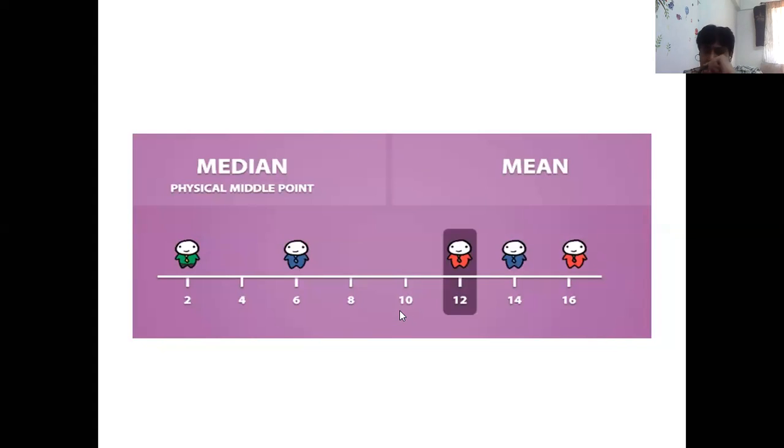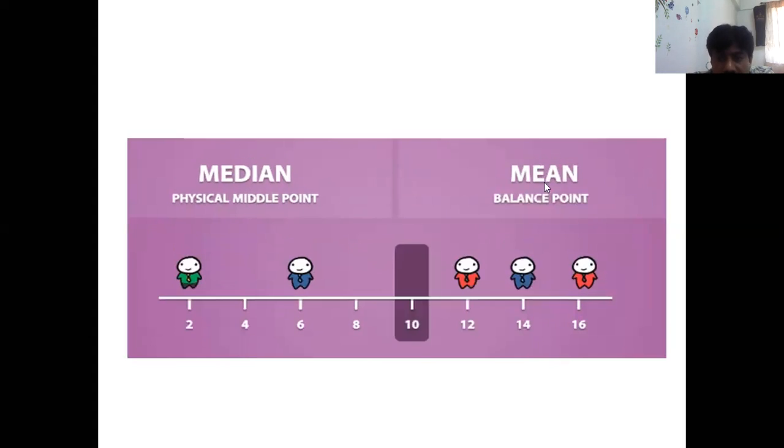The median is the physical midpoint actually, and the mean is the average, right? So with respect to this data sample, this 12 is the median. This highlighted part, 12, is the median, that is the physical midpoint, and the mean of all of this will be the balance point, 10. In the median the answer comes 12, and in the mean, with respect to its definition, it represents the balance point and it comes 10.